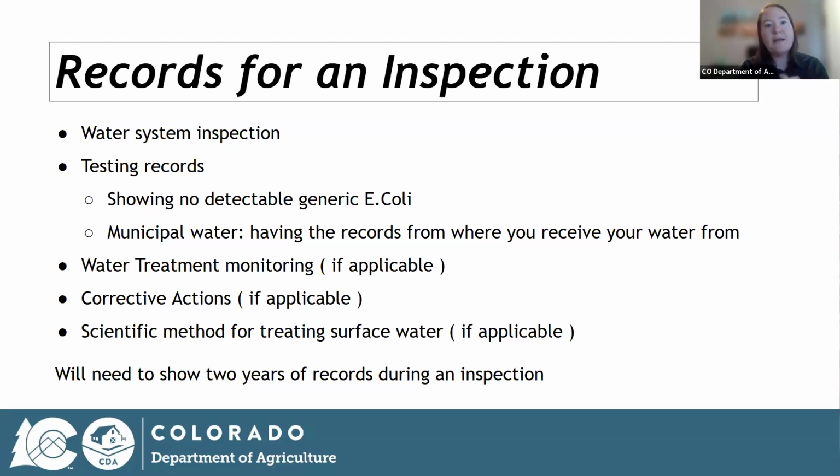As far as municipal water, if you have a municipal water source, you would have to reach out to your city and county. They're the ones that have those tests to show that the water meets the standard. With municipal, they have to meet the drinking water standard, which is what we're looking for. So that is something that you would have to get from them in order to show that your water is in compliance. And then, of course, if applicable, if you run into a situation where you have detectable E. coli, then you would have to show water treatment monitoring, corrective actions, and then if you're treating surface water, that scientific method.